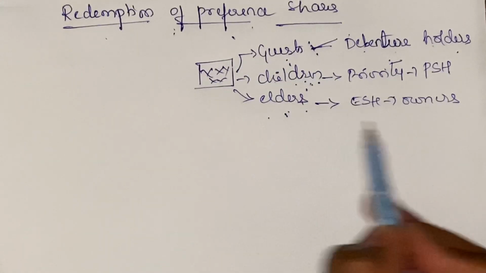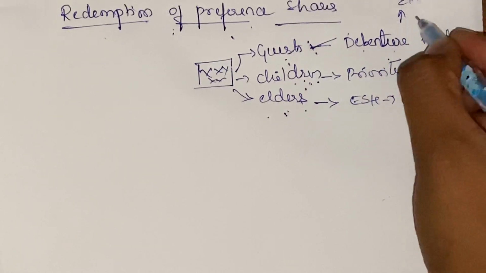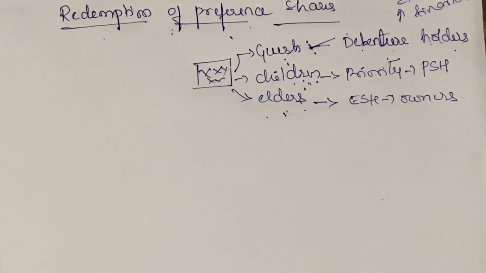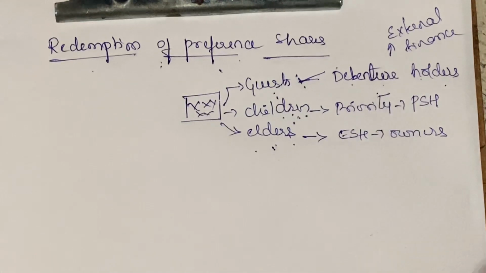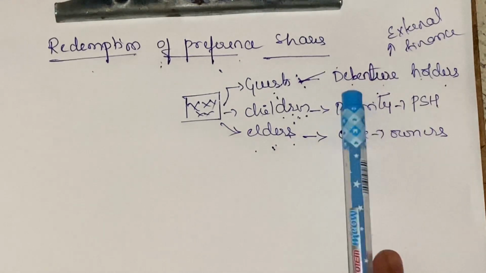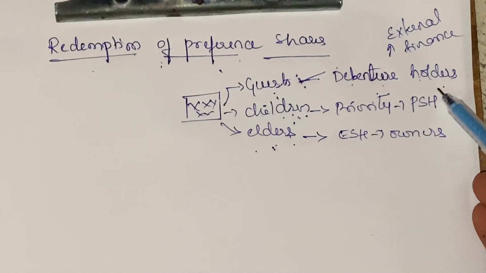Now, these three are the important ways of arranging external finance or external sources of finance to the business. External sources of finance to the business. Debenture holders, instead of taking 100 rupees loan from a bank, I am dividing it into the different number of debentures and taking that 100 rupees loan from the various persons. That is nothing but debenture holders. Whether you earn profit, whether you don't earn profit, you will have to pay the interest.